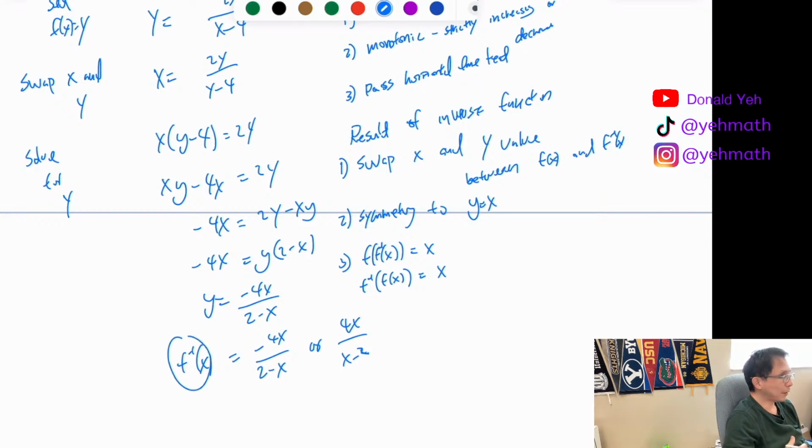Now I'm going to show you the graph of the inverse function and the original function. I'm going to show you what's the difference.